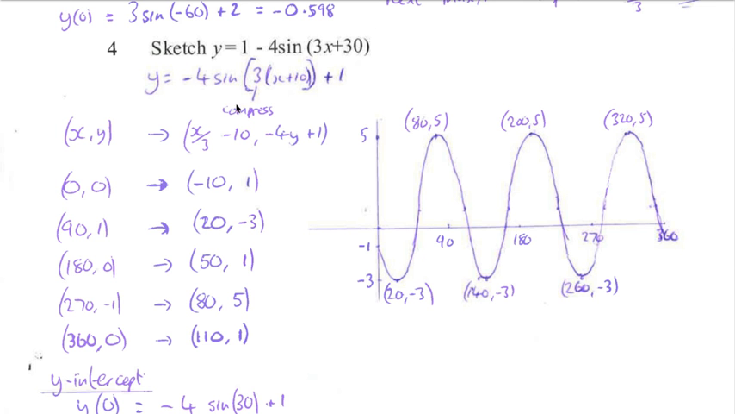Now again, what transformations are occurring here? Well, the negative 4 in front of the sine multiplies the y-coordinate by 4. So it's essentially stretching all the y-coordinates by 4 and also reflecting them in the x-axis. The 3 here compresses all of the x-coordinates. The plus 10 moves all of the x-coordinates 10 to the left. And the plus 1 moves all of the y-coordinates up by 1.